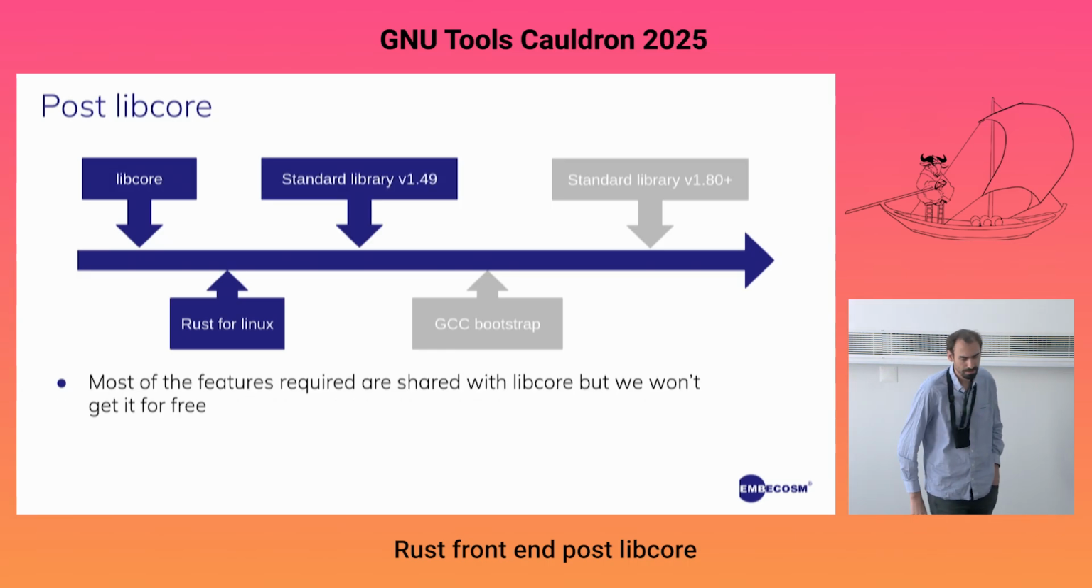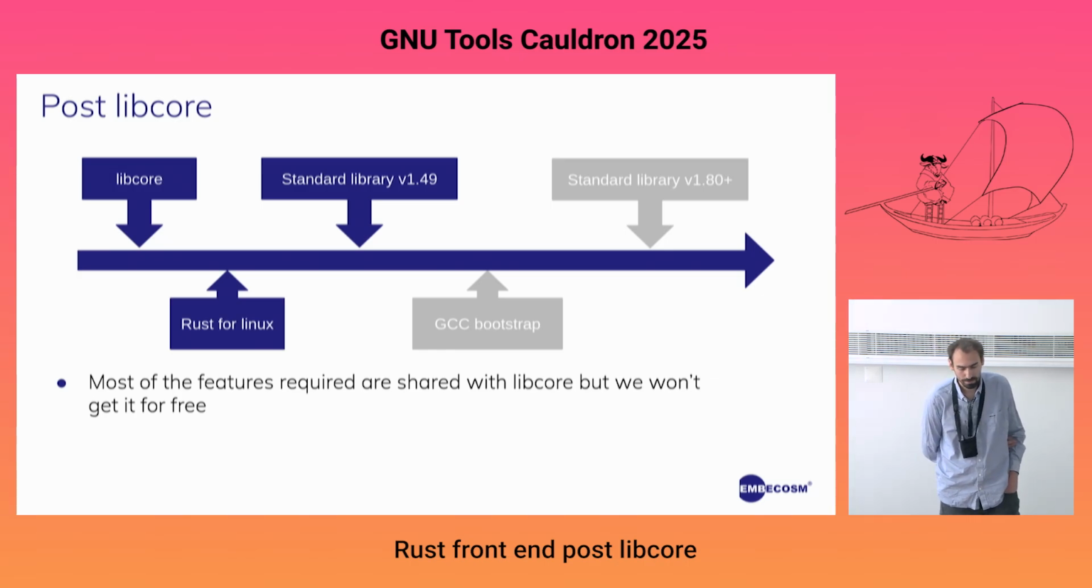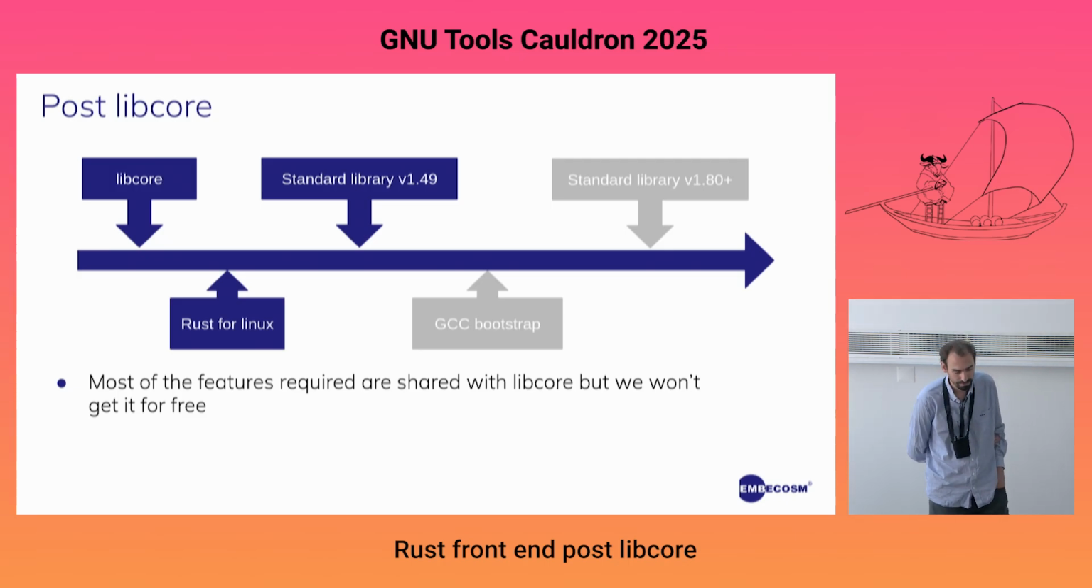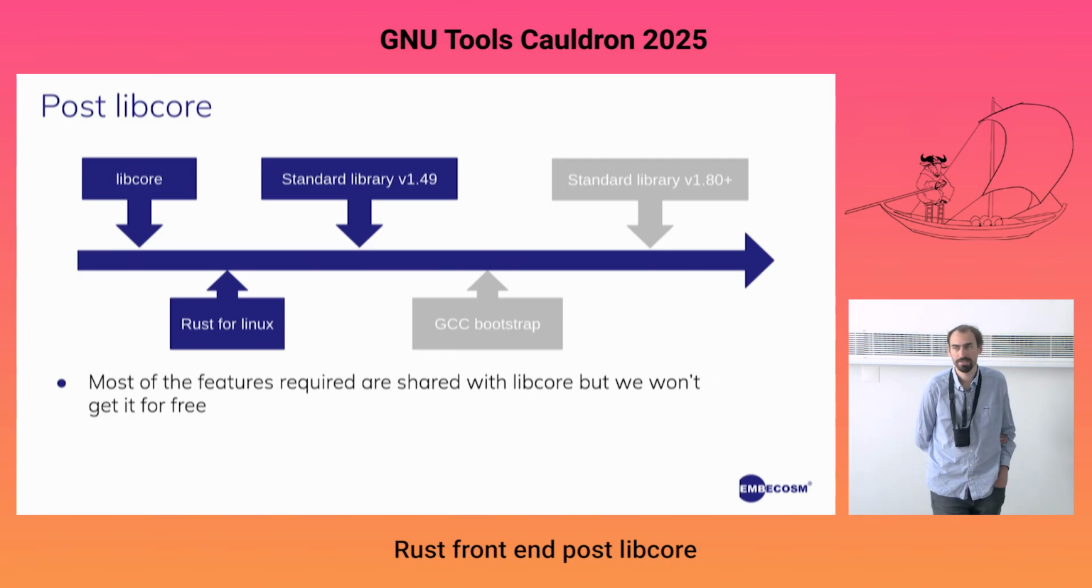Okay. Next step would obviously be the standard library, version 1.49. We don't want to change the version now because it will bring a lot of changes, and let's get it simple and correct first. We won't get there for free, but most of the features should be there because libcore and the standard library share a lot of common features, so it shouldn't be too long. I don't want to give any deadline or date, but it should come pretty quickly.